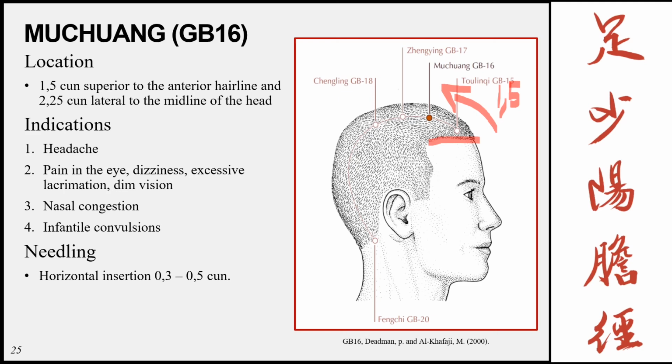The indications: this point can be used for headache, pain in the eye, dizziness, excessive lacrimation and dim vision. It can also be used for nasal congestion and infantile convulsions. Insertion is similar to previous points. It's horizontal, 0.3 to 0.5 cun.